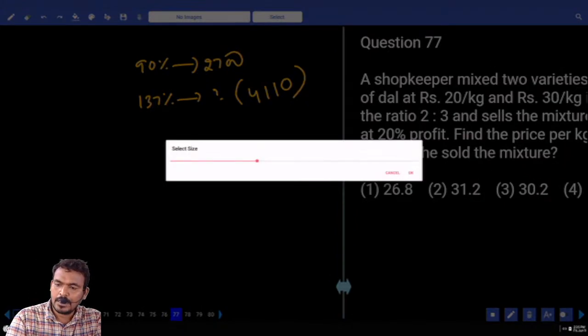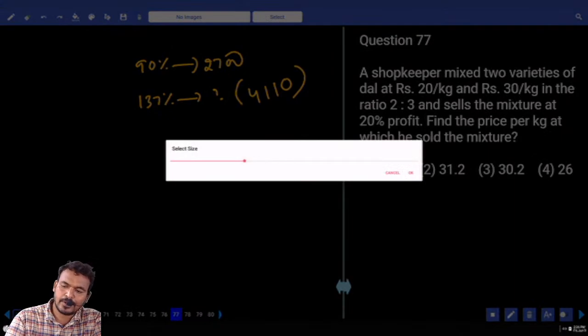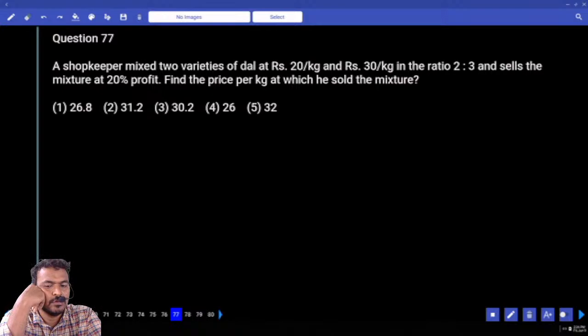Next question number 77. A shopkeeper mixed two varieties of dal at 20 rupees per kg and 30 rupees per kg in the ratio of 2:3 and sells the mixture at 20% profit. Find the price per kg at which he sold the mixture. 20% profit means what is the selling price? 120%. That is a multiple of 6. First option, 6 multiple, no. Second option, yes. Third option, no. Fourth one, no. Fifth one, no. 32 is a 6 multiple.